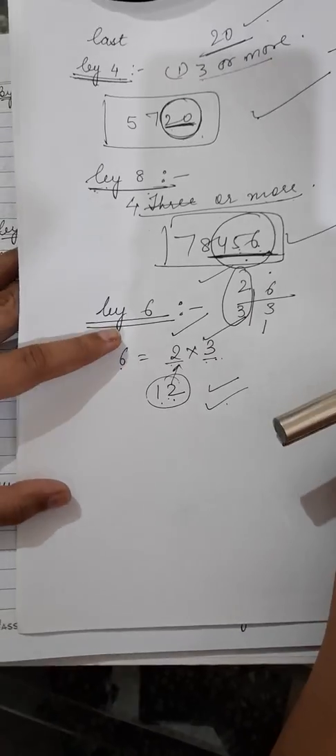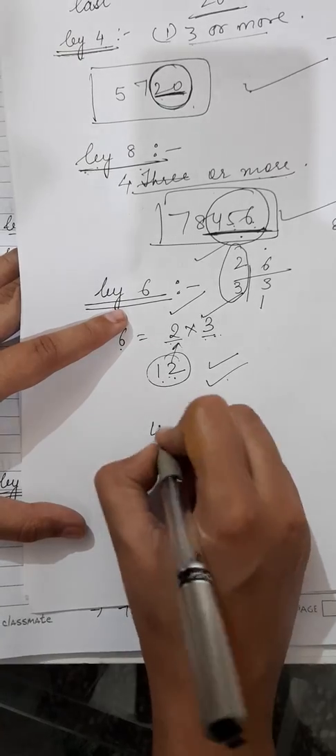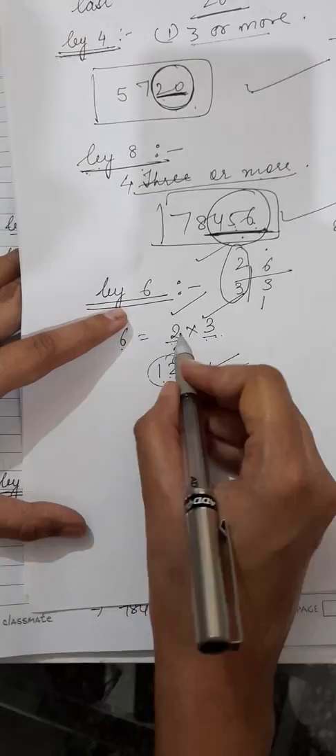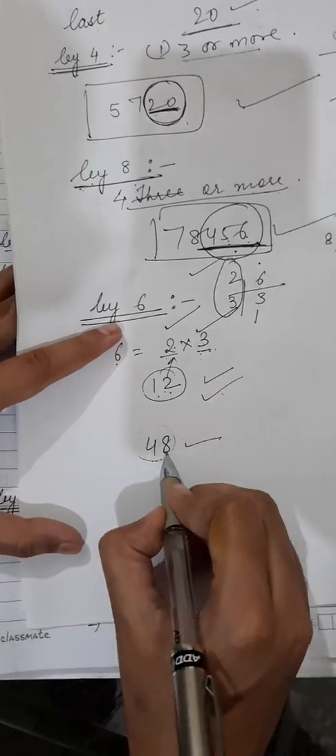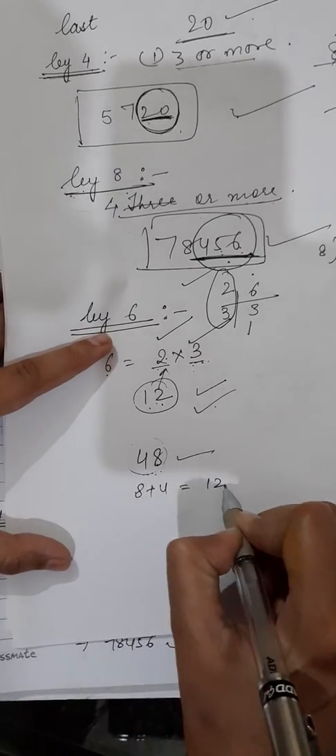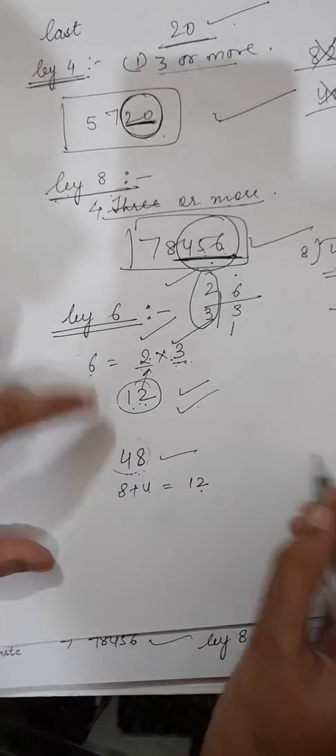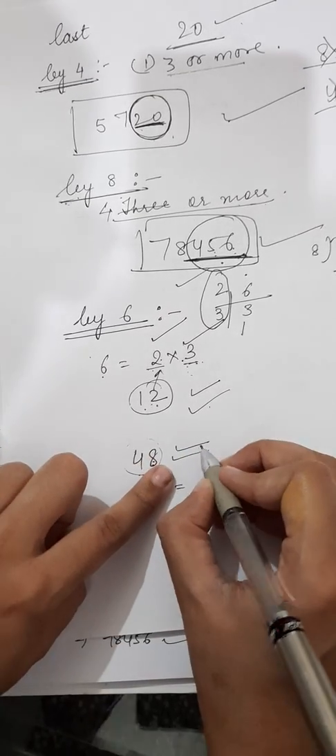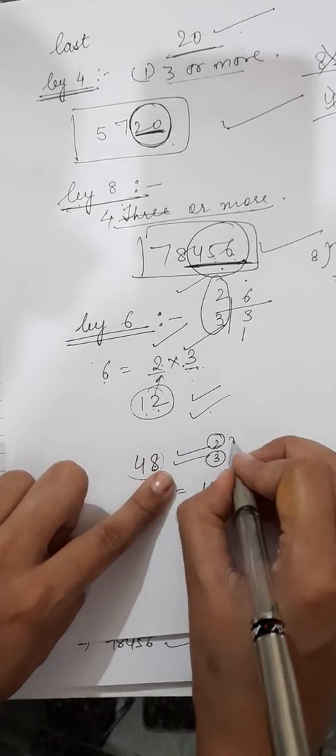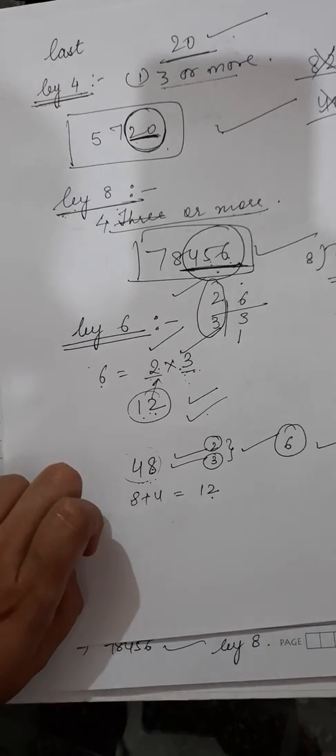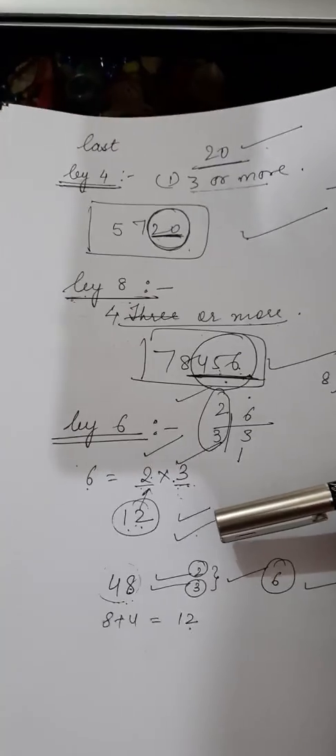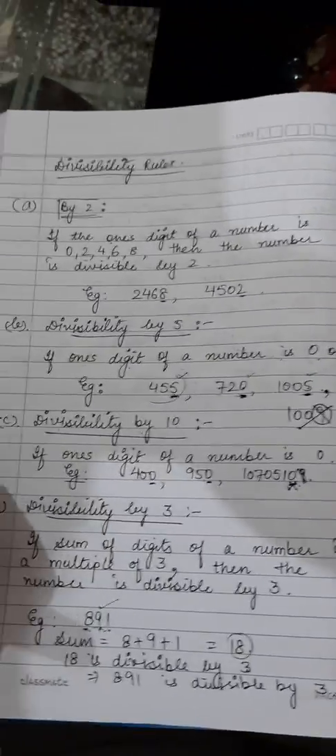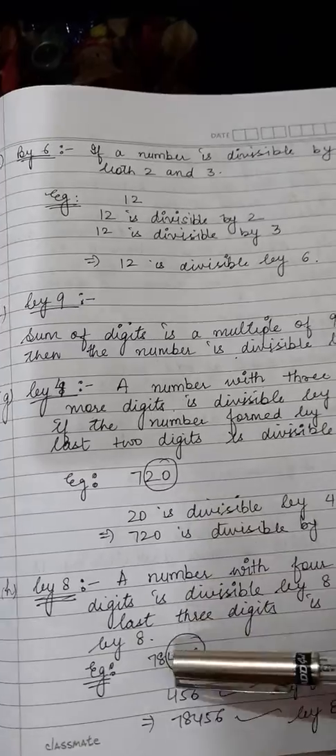Let us take one more number. Let us take 48. 48 is divisible by 2, yes it is divisible by 2. Now here you can apply the divisibility rule of 3. What is 8 plus 4? 12. And 12 is divisible by 3, so this means 48 is also divisible by 3. And now it is divisible by 2 also, by 3 also, that means it is divisible by 6 also. Okay, so this was by 6. So till now we have done of 2, 5, 10, 3, then we did of 6, 9, 4 and 8.